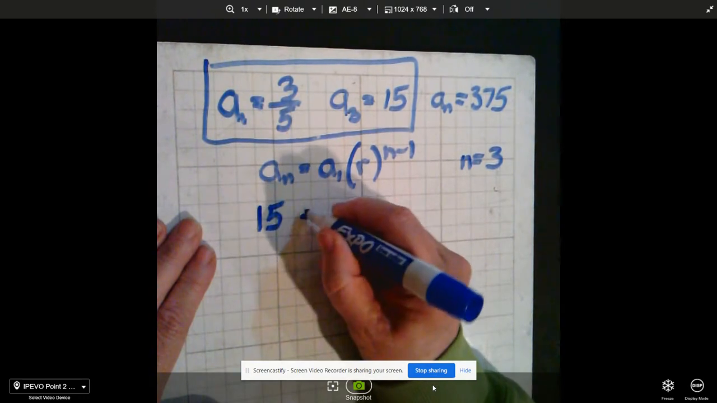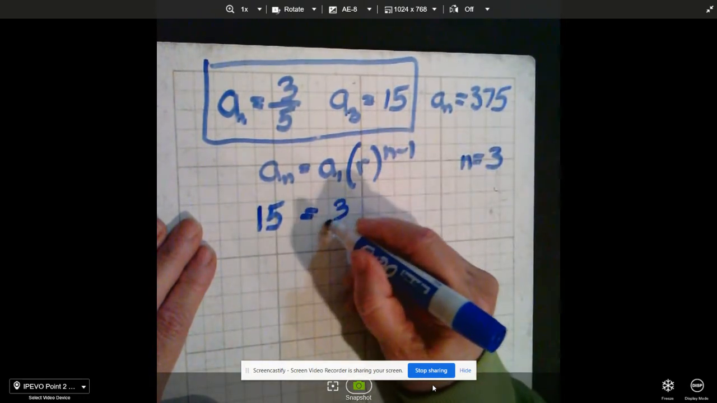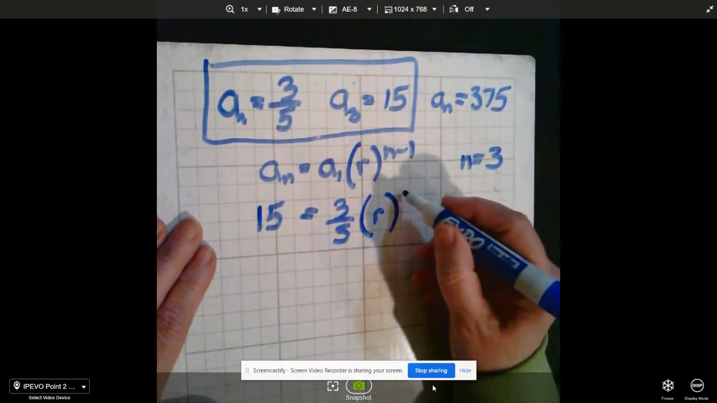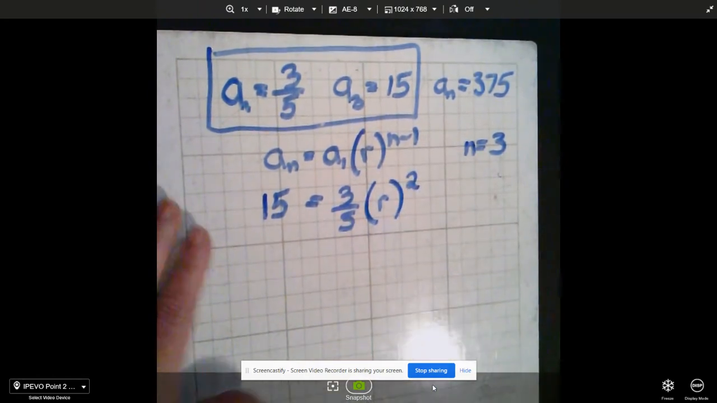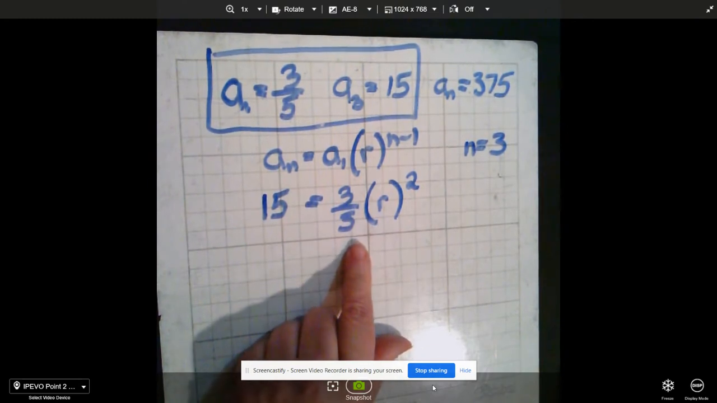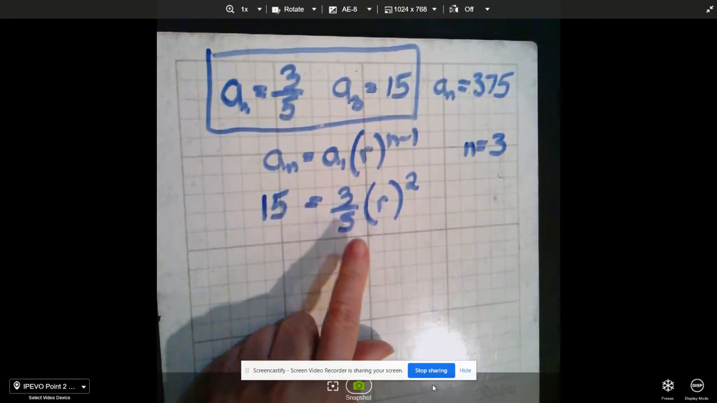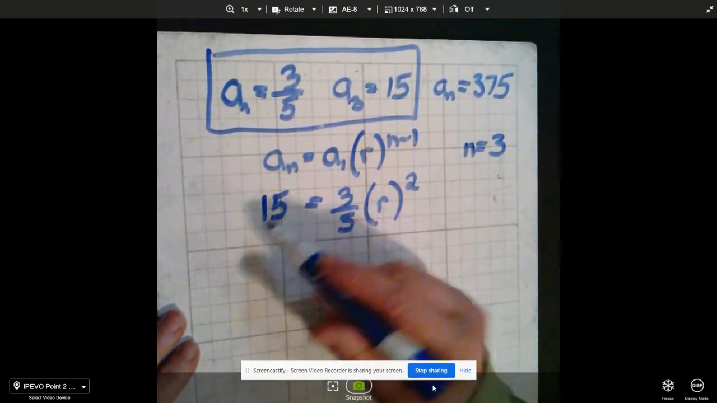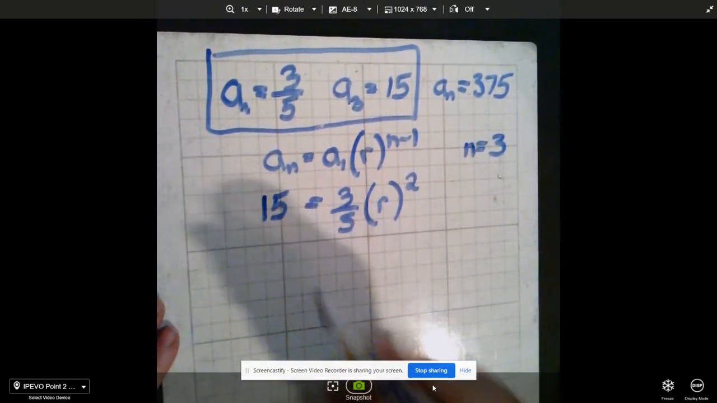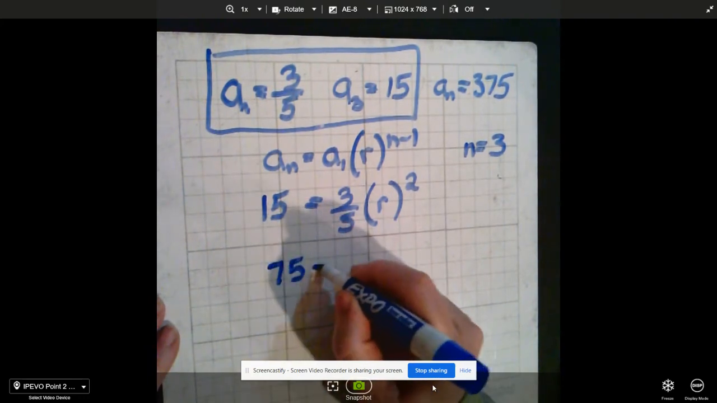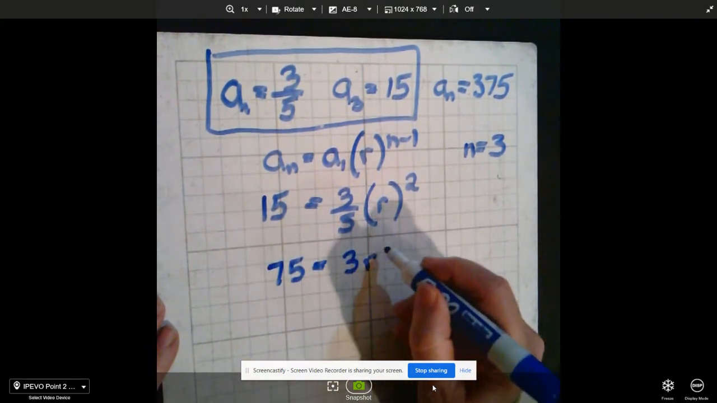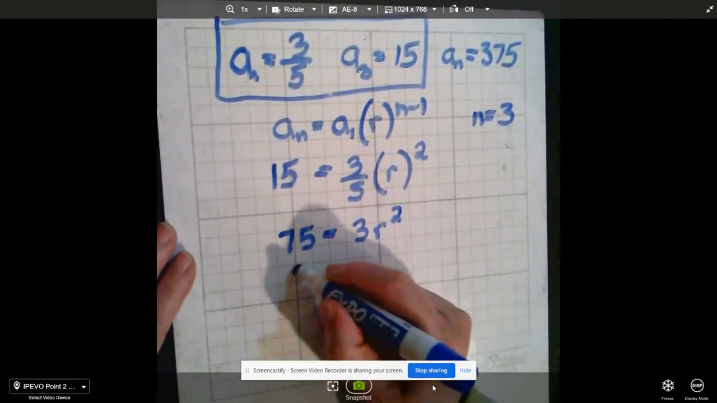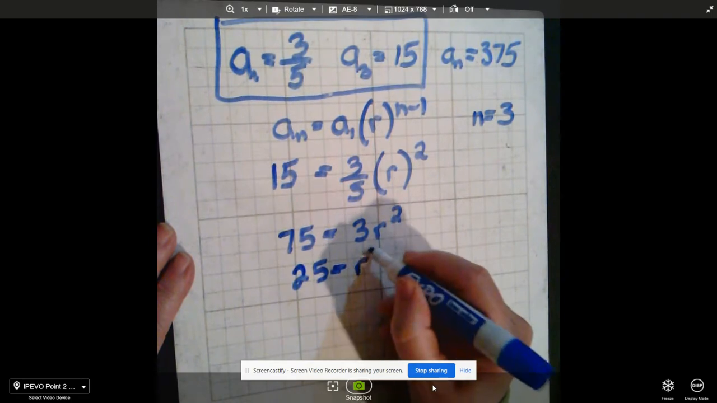So let's go ahead and plug those in. So 15, which is my A3, equals 3/5 times R to the n minus 1, which would be 3 minus 1, which would be 2. Let's multiply this out. So I would have 15 times 5, which would be 75, equals 3R squared. I'm going to divide by 3, so I get 25 equals R squared.